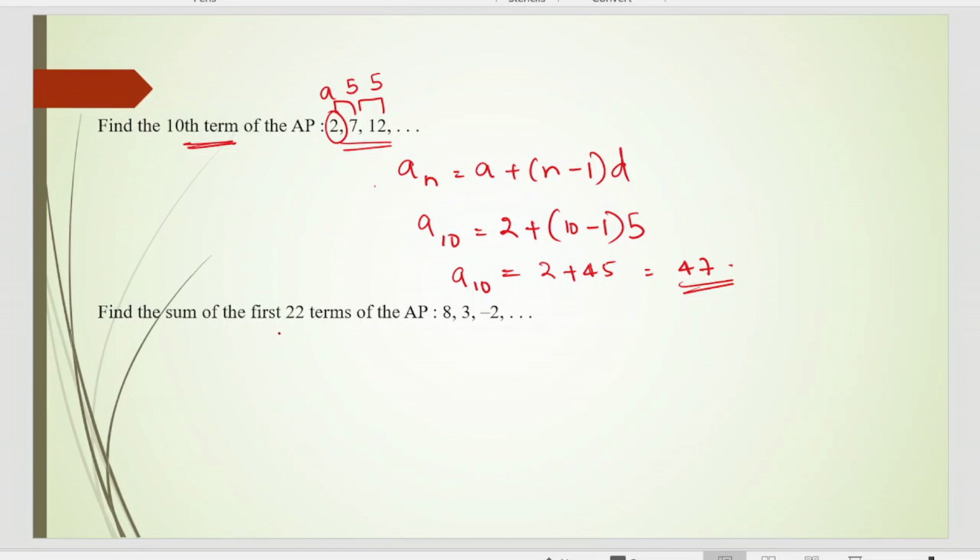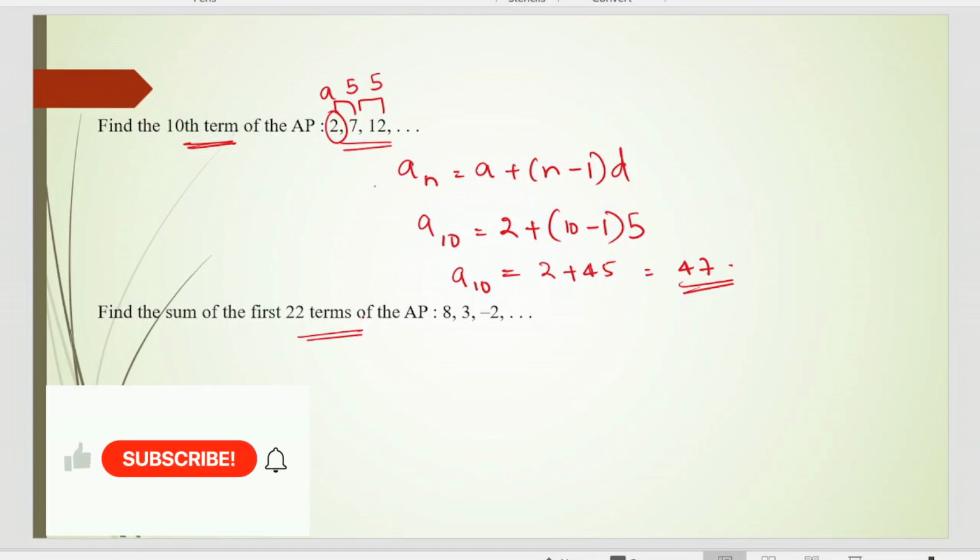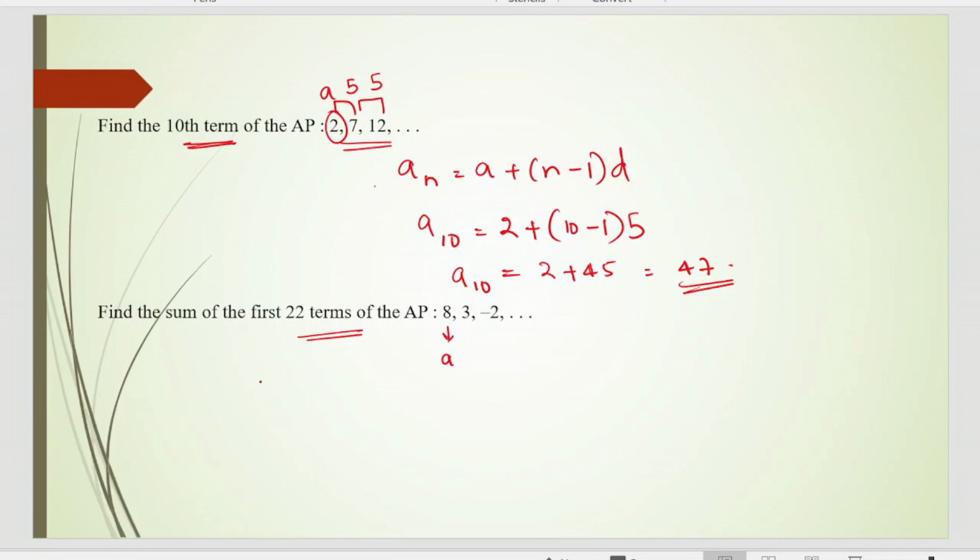Now let us see the sum of the first 22 terms. So this is the first term, which is a is equal to 8. And what is the common difference? 3 minus 8 is minus 5. And minus 2 minus 3 is also minus 5. So the common difference is minus 5.